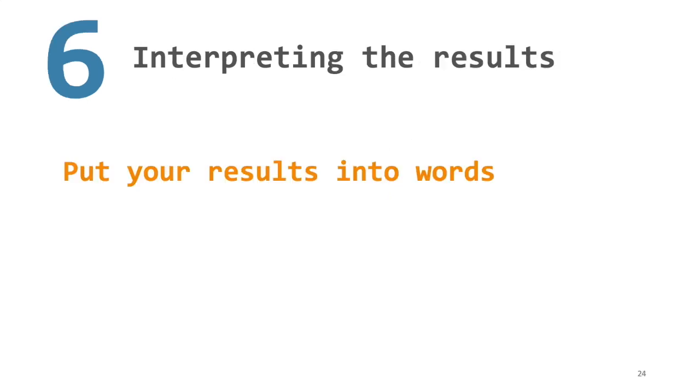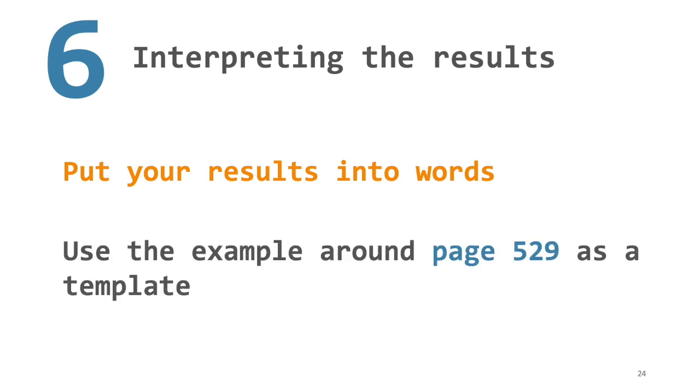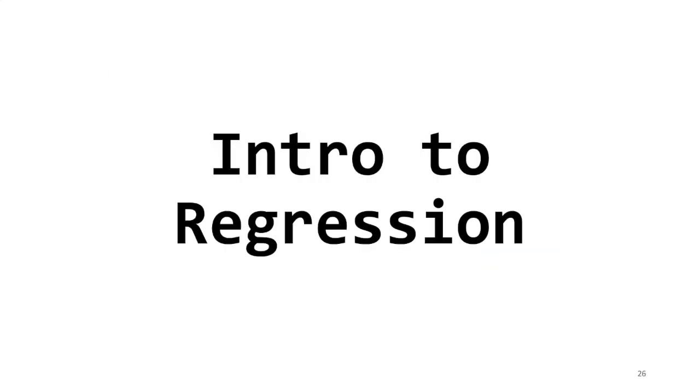And then lastly, we interpret the results. So we would state what the correlation is, what it means, what direction it is, all that stuff. There is an example on page 529 if you want to take a look at that. And now we'll move on to regression.